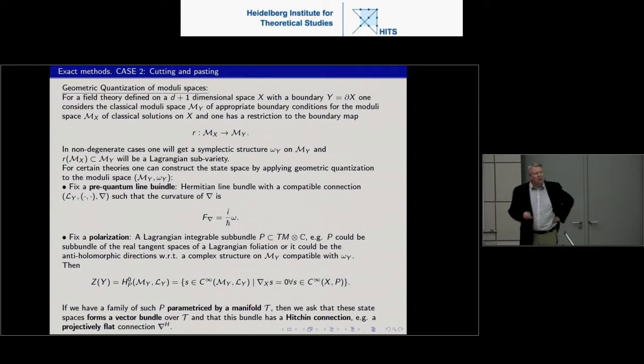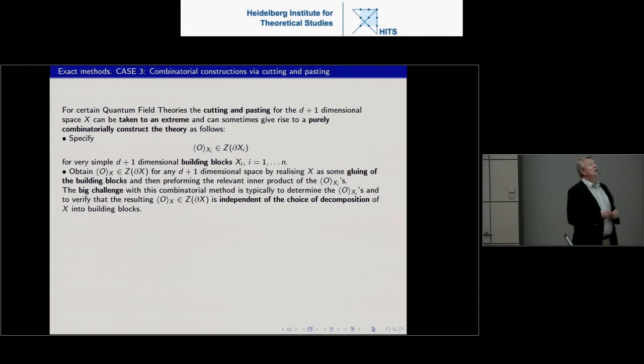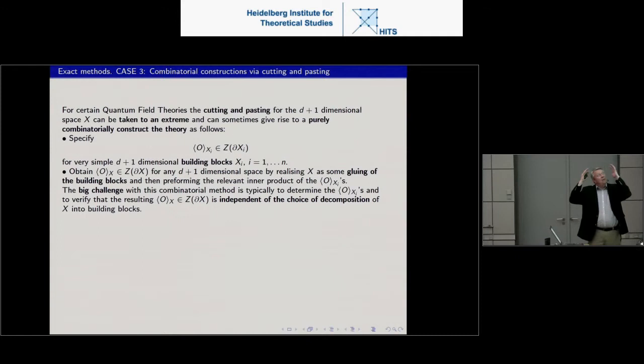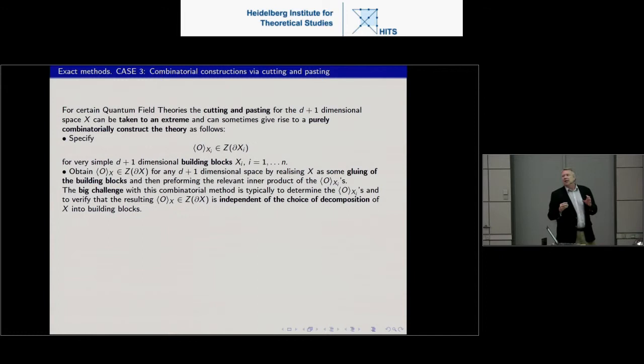But now the final case is taking this cutting and pasting to the extreme. What I want to do now is not just cut the space once. No, I want to thoroughly chop it up in such a way that I have maybe very, very small pieces of building blocks. And then I hope to build all spaces from those building blocks. And so that's the idea here. So for certain quantum fields, you can really take this cutting and pasting to an extreme.